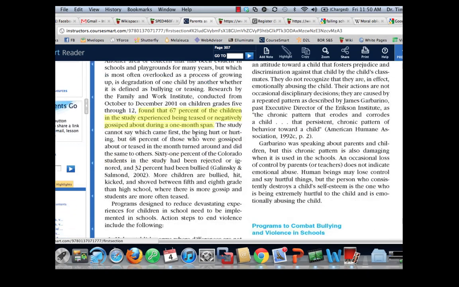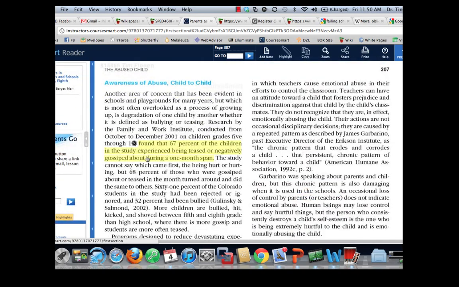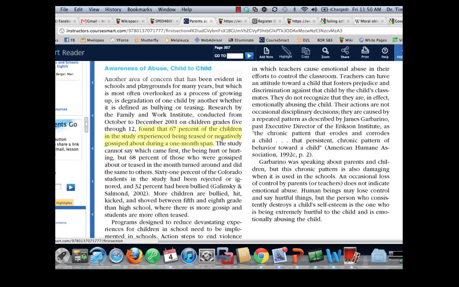So now we go into this programs. Let's see here. Teased or negatively gossiped about. Found that 67% of children in the study experienced it. Okay, think about this now. 67% of the children in the study experienced being teased. Okay, folks, they're being teased or negatively gossiped about during a 1-month span.